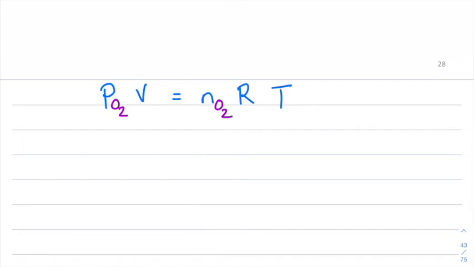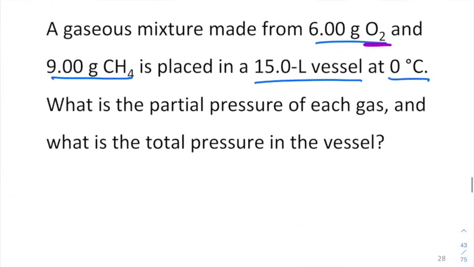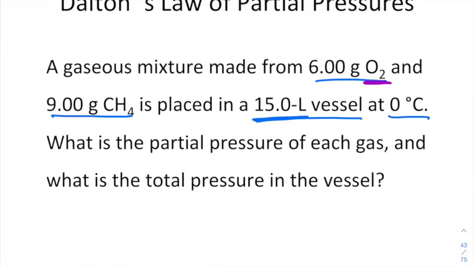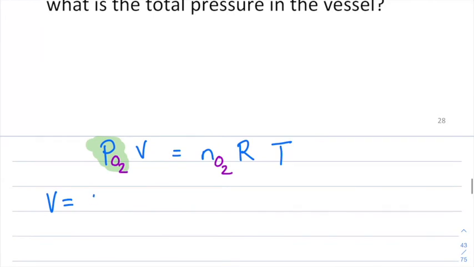Okay, so let's start plugging in here. So we want to find the pressure of our oxygen. So we'll need to know our volume. And it says they are in a 15-liter vessel. So all gases stretch out, they expand to fill the entire container. So it does not matter how big or small the container is, both of the gases will expand to fill that entire container. So both of them will be 15 liters in volume.